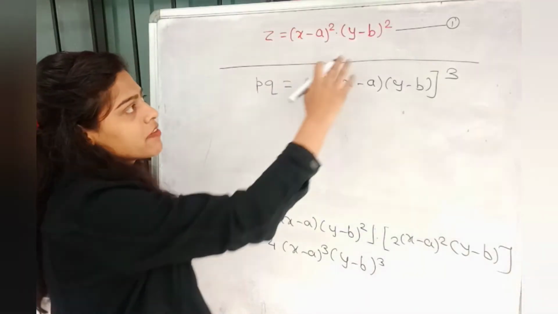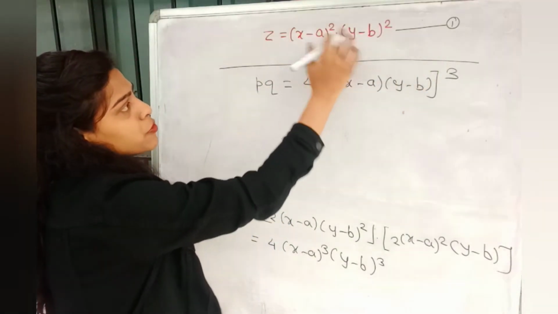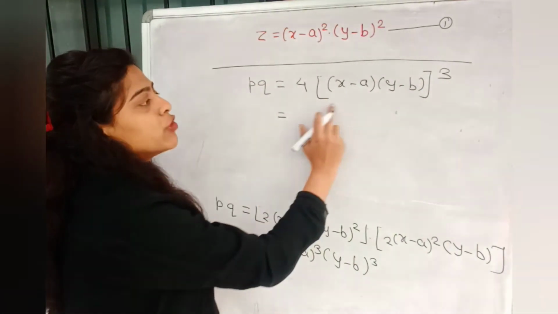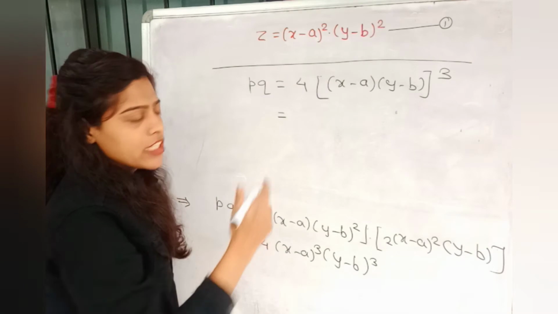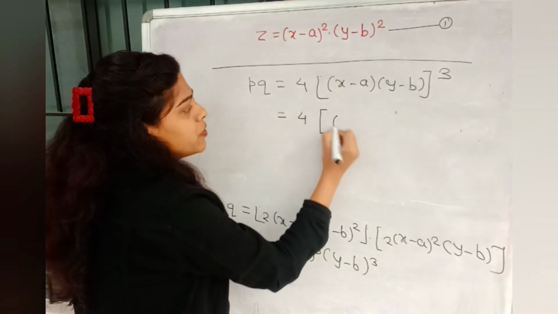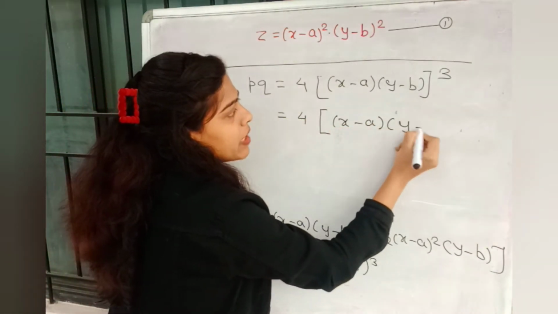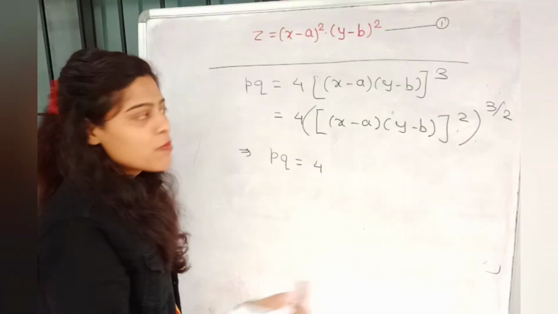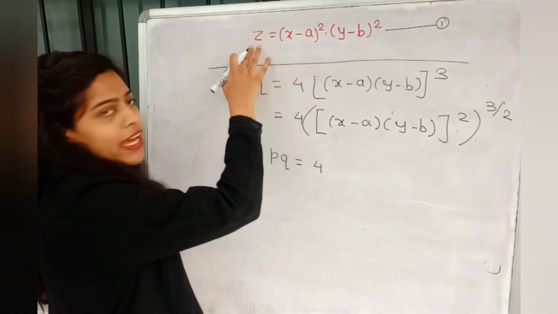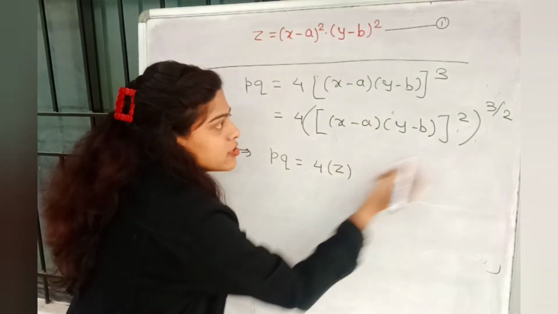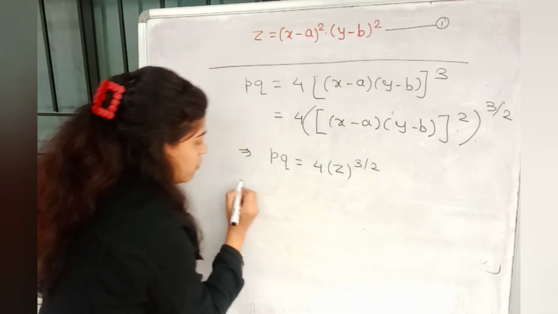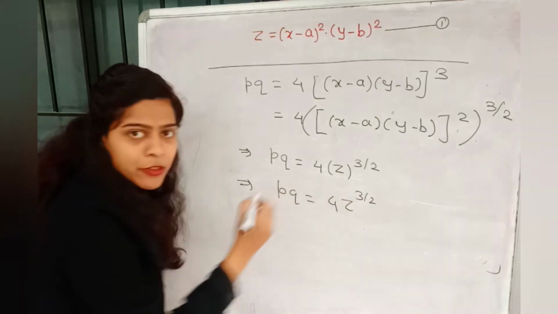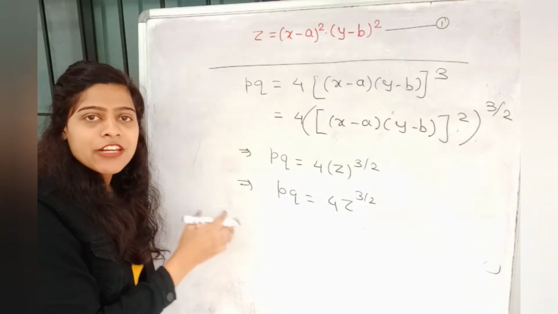3. Now observe equation number 1. We have the expression raised to 2 equal to how much? z. But we have here raised to how much? 3. We have to obtain its power raised to 2 here. We can adjust this as 4 into ((x minus a) into (y minus b)) whole square raised to 3 by 2. In equation number 1, this value is replaced by z, that is 4 into z raised to how much? 3 by 2. So, p q is equal to 4 into z raised to 3 by 2, which is nothing but our required partial differential equation.